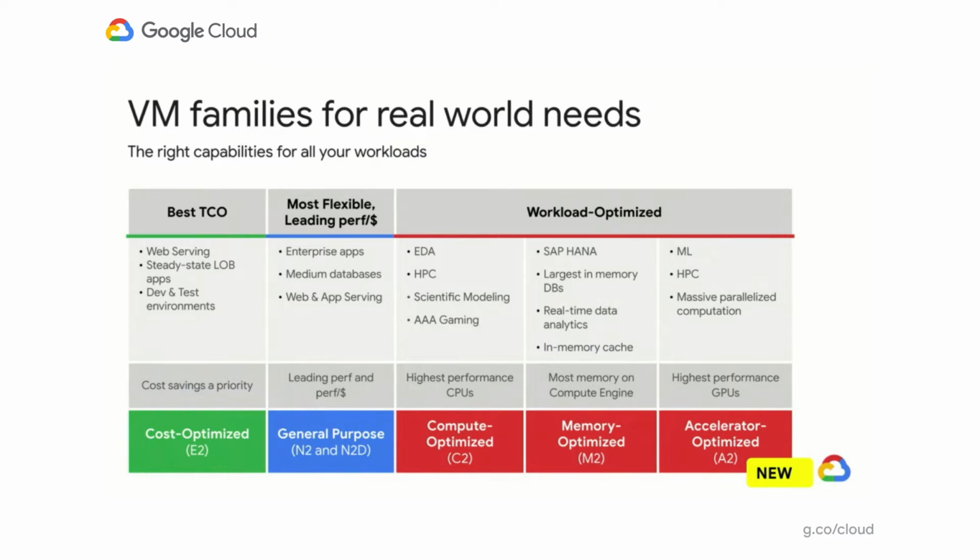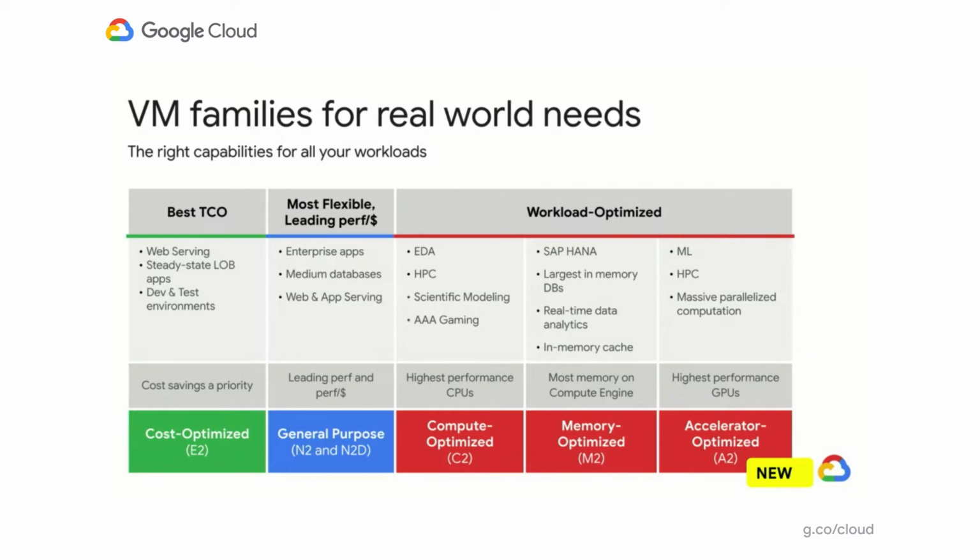Now let's move to the workload optimized VMs. Compute optimized VMs are the best fit VM type for compute intensive workloads, including AAA gaming, electronic design automation, and high performance computing. They are powered by high frequency Intel scalable CPUs and offer approximately 40% higher performance compared to other GCE VMs.